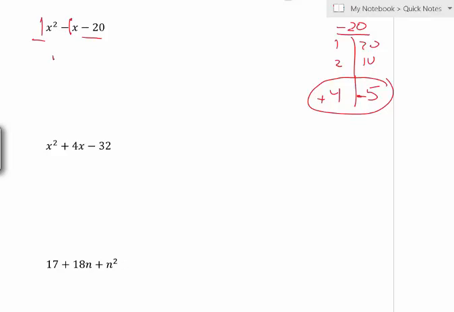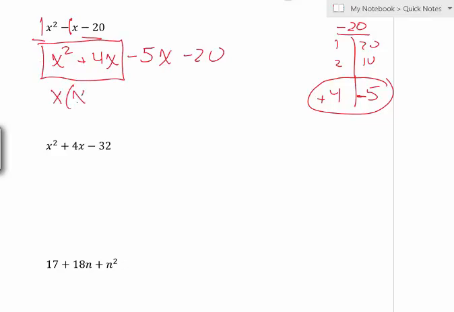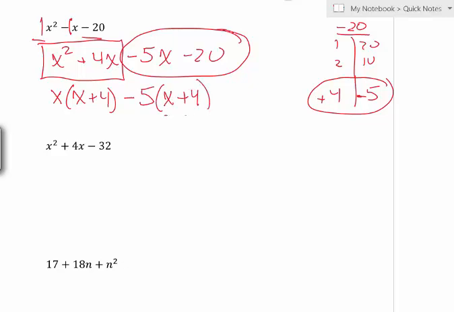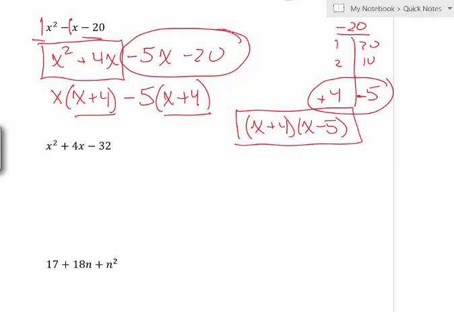So now I have x squared plus 4x minus 5x minus 20. So out of here, I'm going to go ahead and factor out the letter x. That's an x plus 4. I'm going to circle those two. I see that's negative, so I'm going to take out a negative 5. That's also going to be an x plus 4. And so now I'm going to have x plus 4 and x minus 5. Very good. Okay.